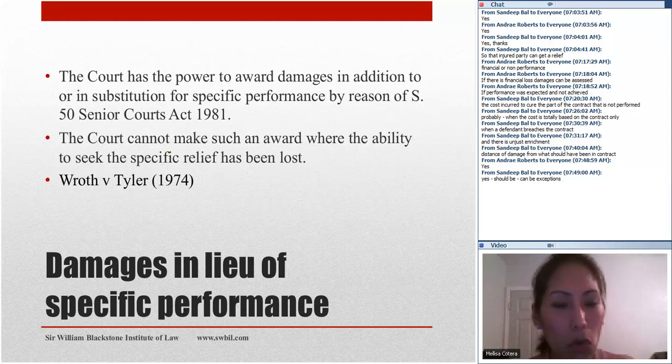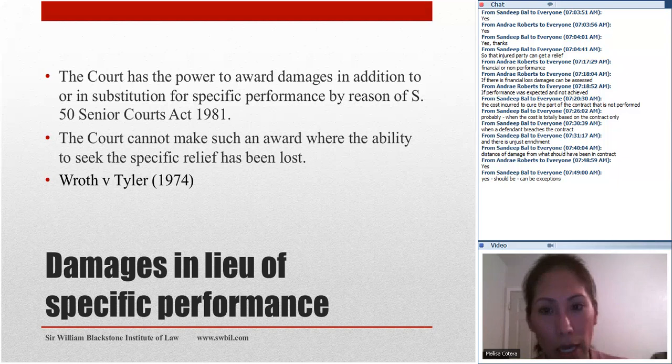Damages in lieu of a specific performance. The court has the power to award damages in addition to or in substitution for a specific performance. It cannot make such an award where the ability to seek the specific relief has been lost.